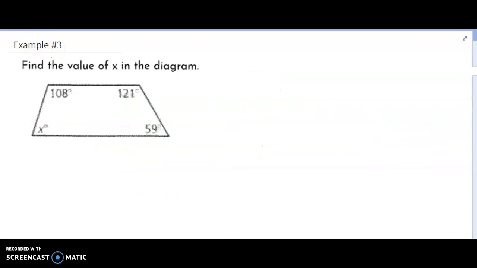Now I want you to try to go through and do example 3 on your own. Ask yourself, what kind of polygon is this? What is the sum of all the interior angles? And then solve for x. So try this one on your own, and then we'll go over it together.